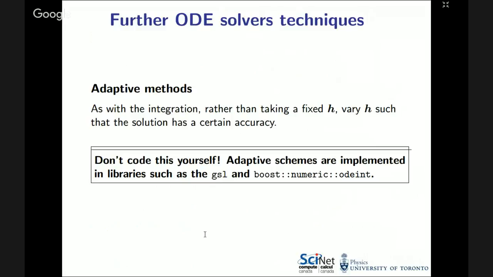Now, this can get messy, and coding this in yourself is rather tedious, so you don't, right? So the theme of this part of the course is don't code, use libraries. So GSL has some of these. Boost itself has an ODE integrator. Either one is very usable and relieves you of the burden of having to debug an adaptive time step.